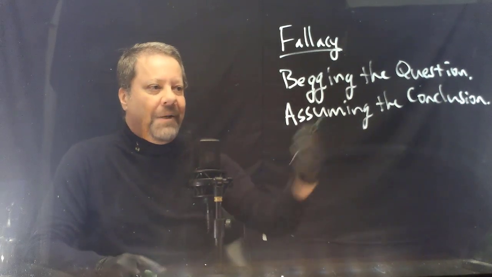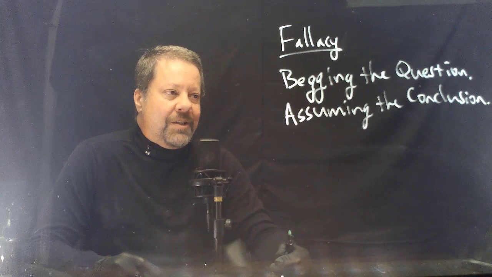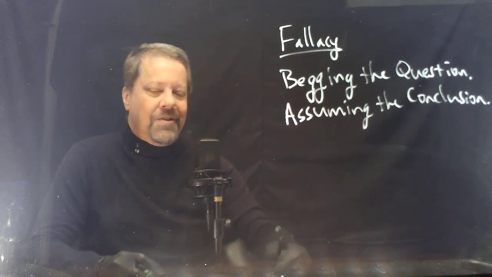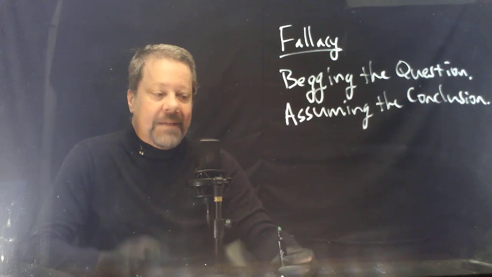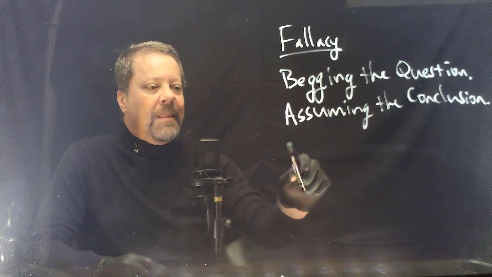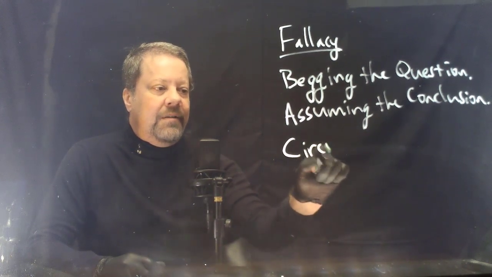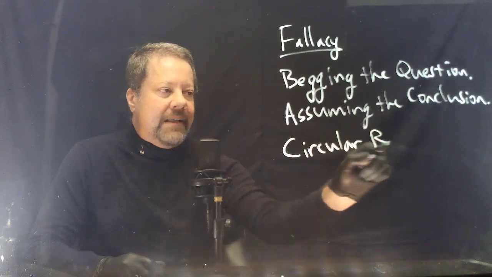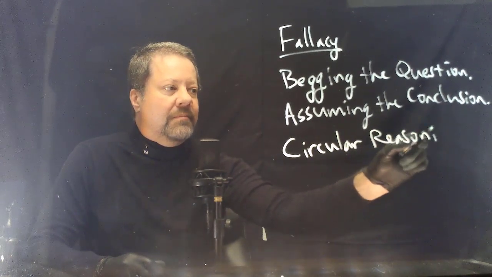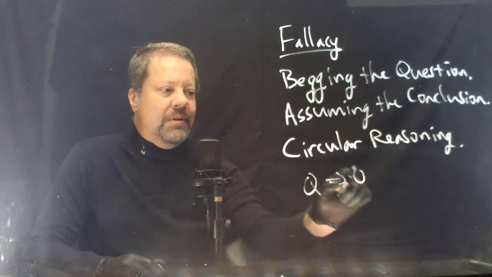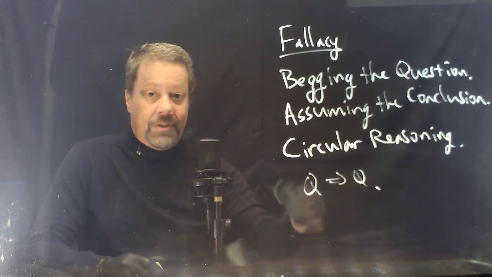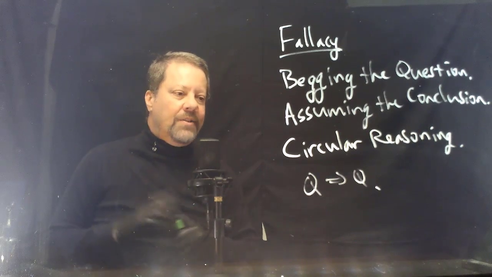You wouldn't believe how easy it is for even a professional mathematician to make this sort of logical error, assuming the conclusion. I myself have found myself guilty of this at times. This is a form of circular reasoning, because you're basically saying Q implies Q, which implies Q, which implies Q, and so you're not getting anywhere.